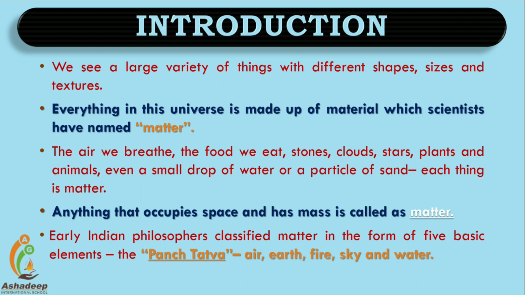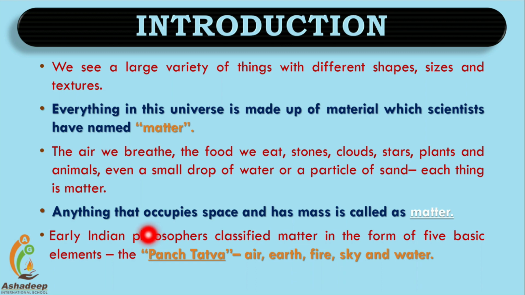Let us see the definition of matter. Anything that occupies space and has mass is called matter. Suppose you take the example of a book. Now if you keep a book inside your bag, it will occupy some space in your bag, and when you lift the bag you will feel some mass or some weight in it, and therefore the thing which occupies space and has mass is called matter.